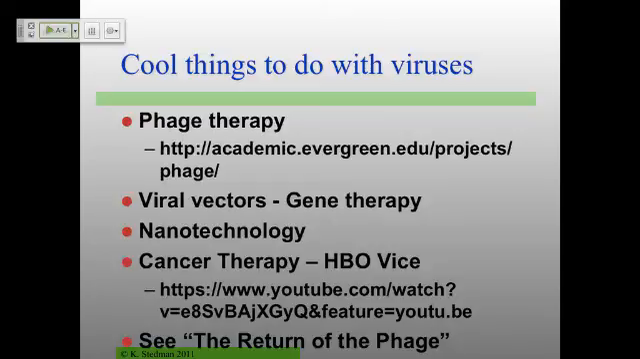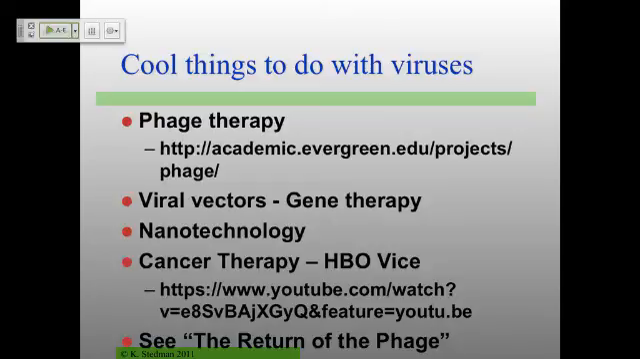Some really cool things you can do with viruses that a lot of people don't necessarily think about. Phage therapy, anybody heard about phage therapy? Basically, the idea here is to use bacterial viruses to treat bacterial diseases. And hopefully you've probably all heard about antibiotic-resistant bacteria. MRSA, for instance, is a really nasty problem. There are a number of viruses which specifically will infect and kill MRSA. And so the idea here is to use the virus to kill the bacteria that's making us sick.